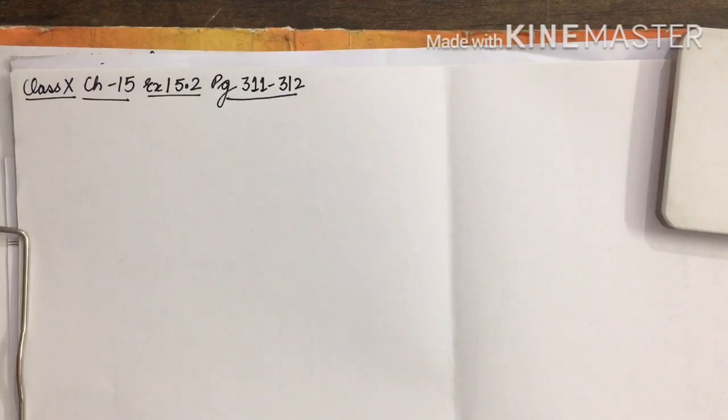Hello 10th standard, it's time to do exercise 15.2 from probability. There are in all 5 questions out of which you have already done questions of type 3, 4 and 5. You did such questions last year. Let's take a look at question number 1.